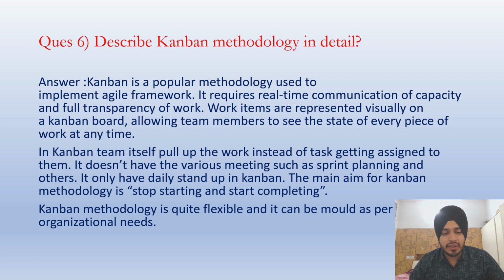The main aim for the Kanban methodology is stop starting and start completing. So the main part of Kanban is that it's not that we start each and every requirement and do not complete it. Rather, the main aim is to complete as soon as possible. In Kanban, we have a limit in every status that we can set up, that probably there could be 5 tasks that could remain in progress. So that's why it is said that for Kanban, stop starting and start completing.